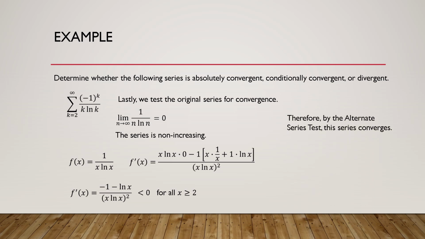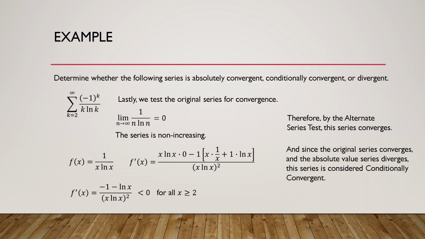Therefore, by the alternating series test, this series converges. And since the original series converges, and the absolute value series diverges, this series is considered conditionally convergent.